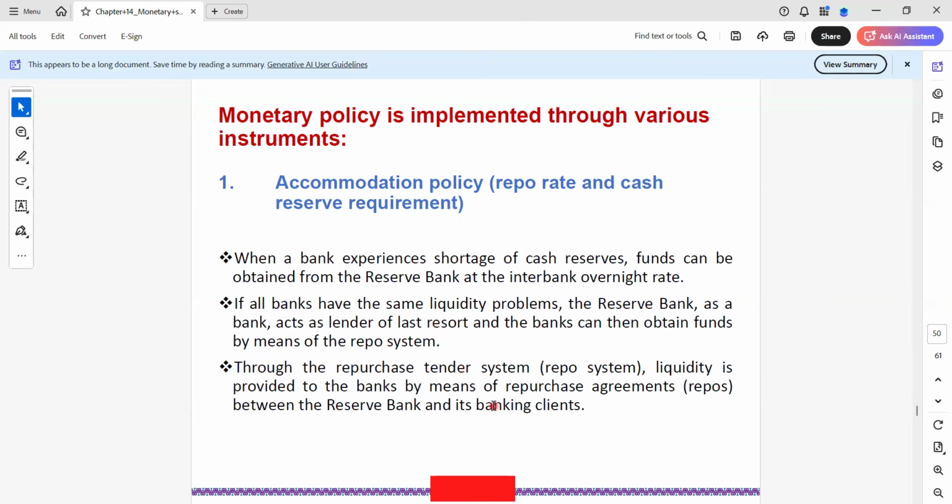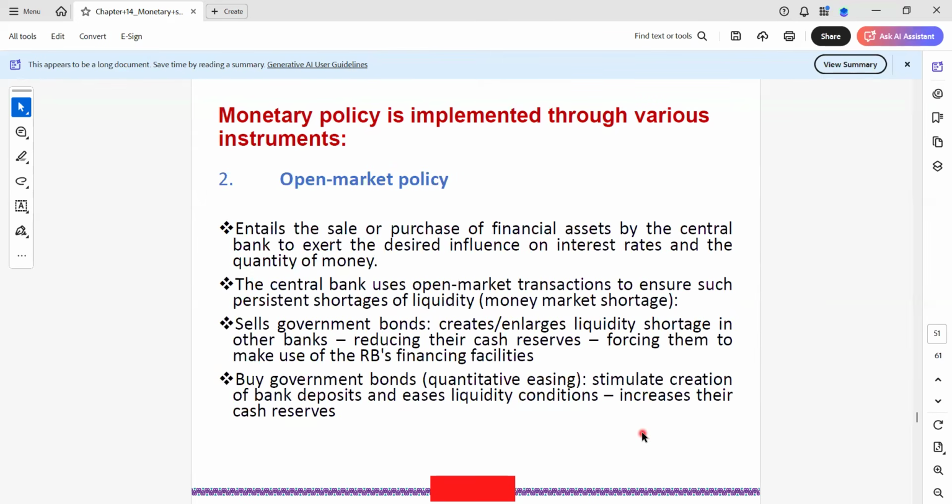So they're saying basically here that they use the repo rate. Obviously, you know that the repo rate is the interest that is charged to commercial banks. So when commercial banks borrow money from the Reserve Bank, they are charged the interest rate, which is called the repo rate or the repurchase rate.